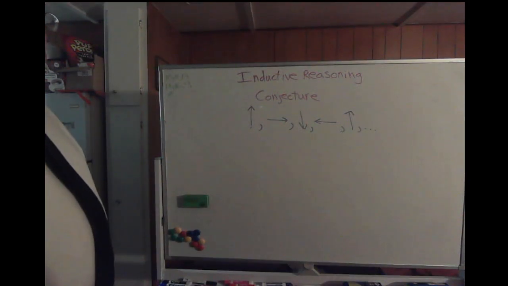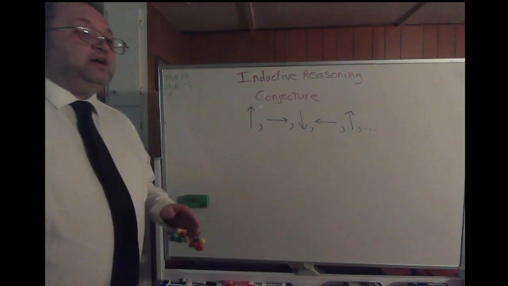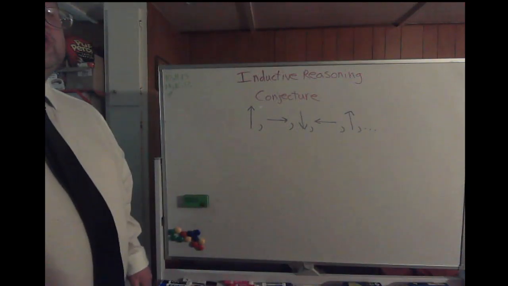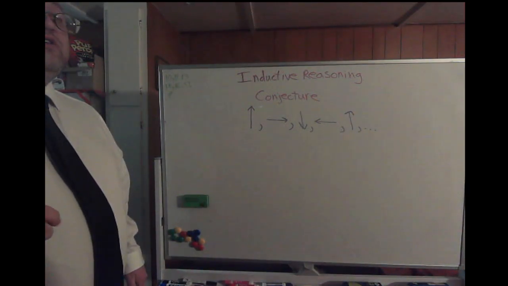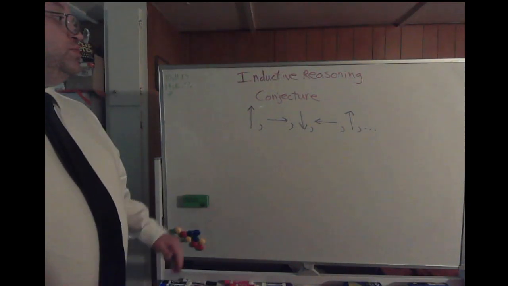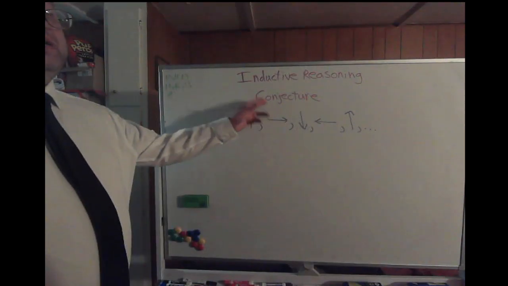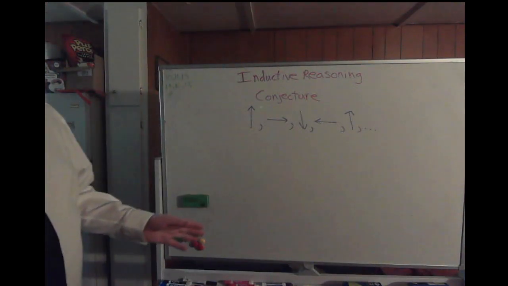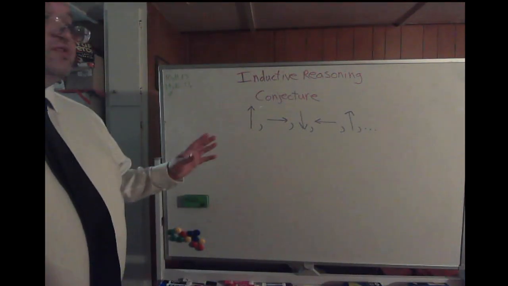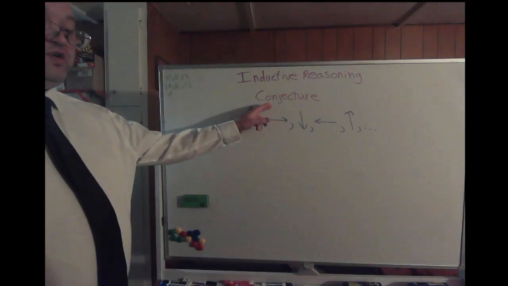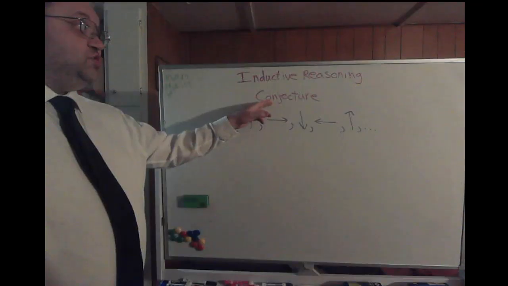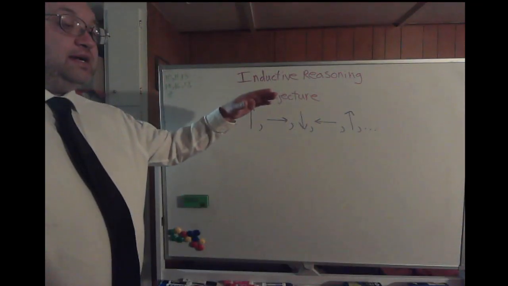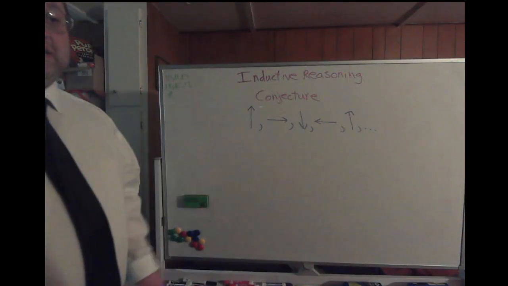Let's see here. Many of you have probably had to use inductive reasoning and conjecture in your life to observe patterns, to figure out events or such things as that. Whenever you're making an educated guess based on experience or based on observing a pattern, that's called a conjecture. Whenever we use conjectures to predict what's going to happen next, that's called inductive reasoning.